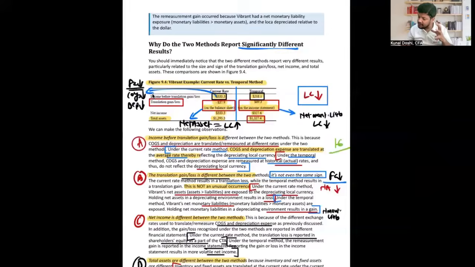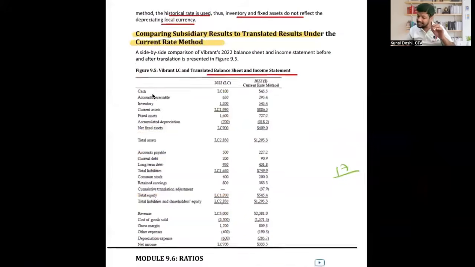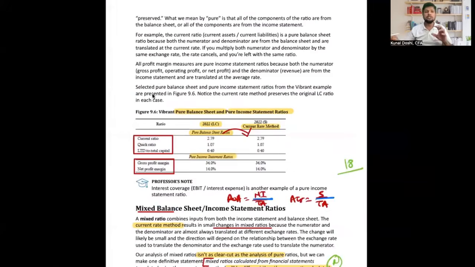All right. What is the major significant difference here? There is a possibility that the amount won't match, and in fact, the signs also don't match. So there is a high possibility that they both won't match. What you need to understand is what its impact is on the ratios. See, there are two types of ratios: pure balance sheet and pure income statement ratios, and mixed ratios.